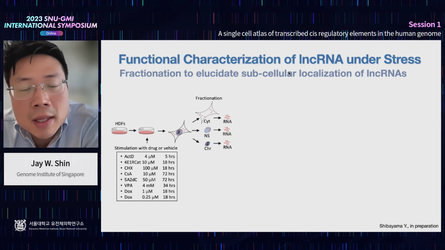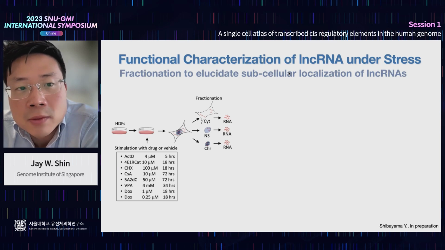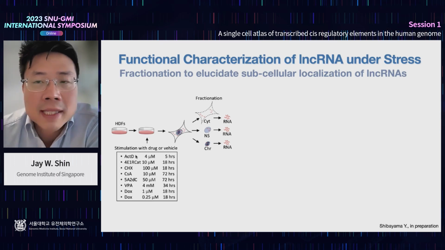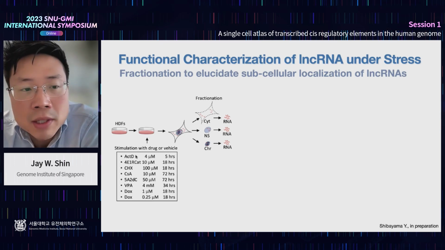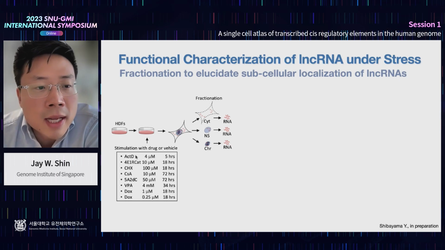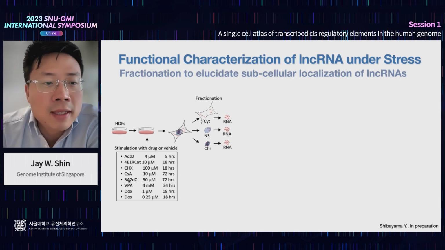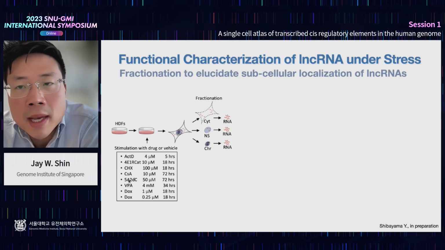So to study that, we first stimulated a human dermal fibroblast with various drugs that can perturb key biological processes within the cell. Just to give some examples, actinomycin D can inhibit transcription, where cycloheximide can inhibit translation, where 5-AZA-D and BPA can modulate the epigenetic programming of the cell, and so on.